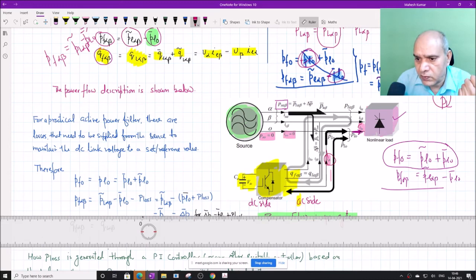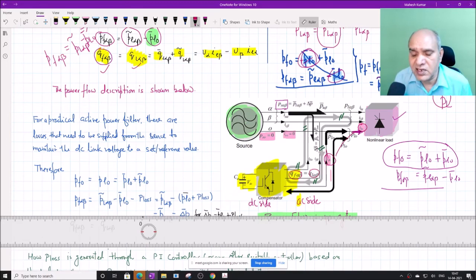Then there come the other alpha beta components. As I said, QF alpha beta is the same as QL alpha beta. So this loop, if you see, the gray color loop, going here, coming there, and going all of this. This whole loop is basically QL alpha beta. It says that QF alpha beta is equal to QL alpha beta.